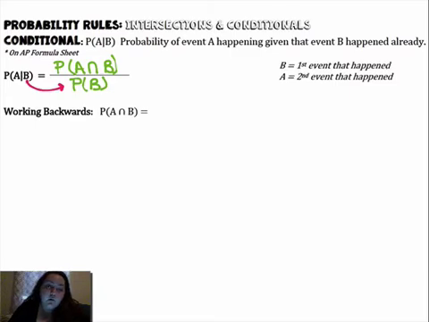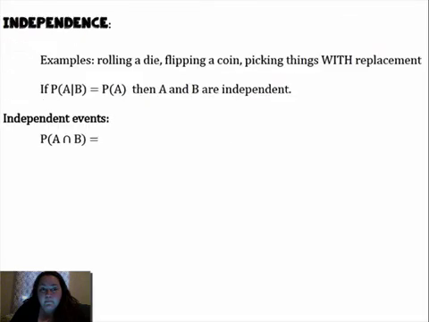So working backwards, if you wanted to find the probability of A and B, and you knew the conditional probability, then it would be the probability of A given B times the probability of B.